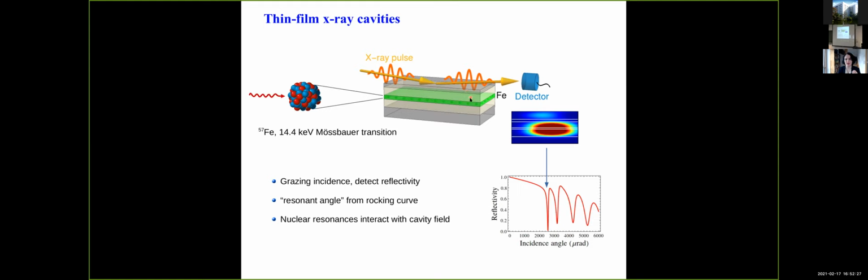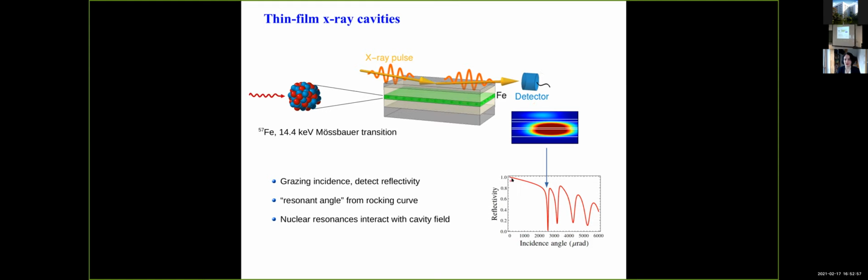Now, the additional material that you see here, the lighter gray, is basically a filler. This allows us to position the iron layer where we want it to be in the cavity field. We typically choose for that a low Z material, because that doesn't interact with X-rays much. So it's just there to keep the proper position. And what you detect here, the observable, is in reflectivity: the X-ray pulse, which has already interacted with the cavity and is coming back to the detector.